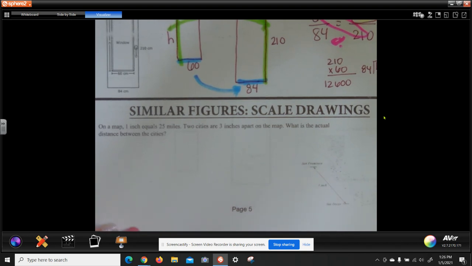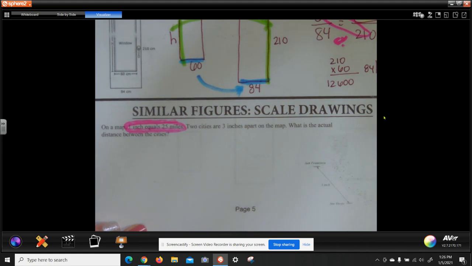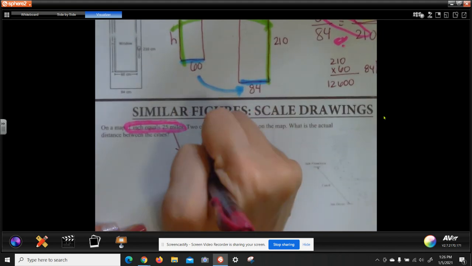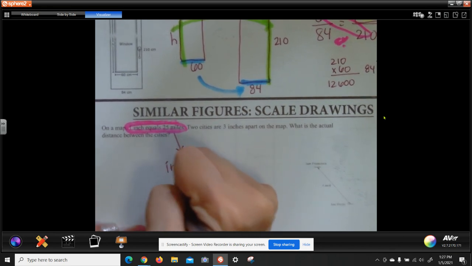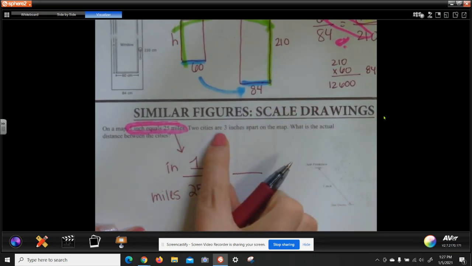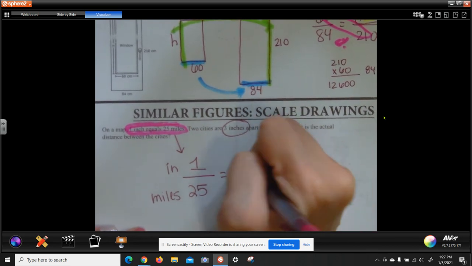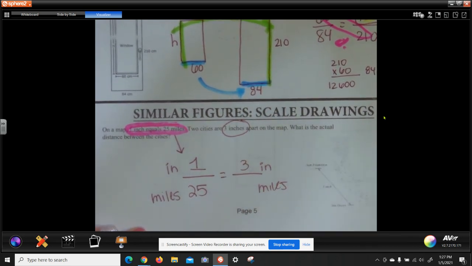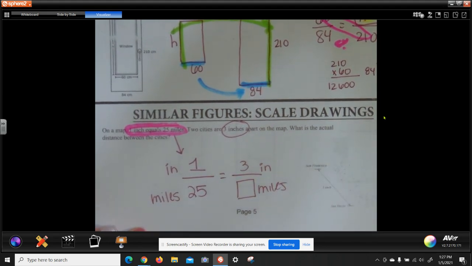So what you're going to do here is they're going to give you the information in the problem. So it says 1 inch equals 25 miles. So this 1 inch equals 25 miles is what you're going to use for your proportion. It's like a conversion that we did last year. 1 inch, 25 miles. Two cities are 3 inches. So I have inches and I have miles. So the 3, I put it with the inches. Okay. What's the actual distance? So how many miles is it in real life?